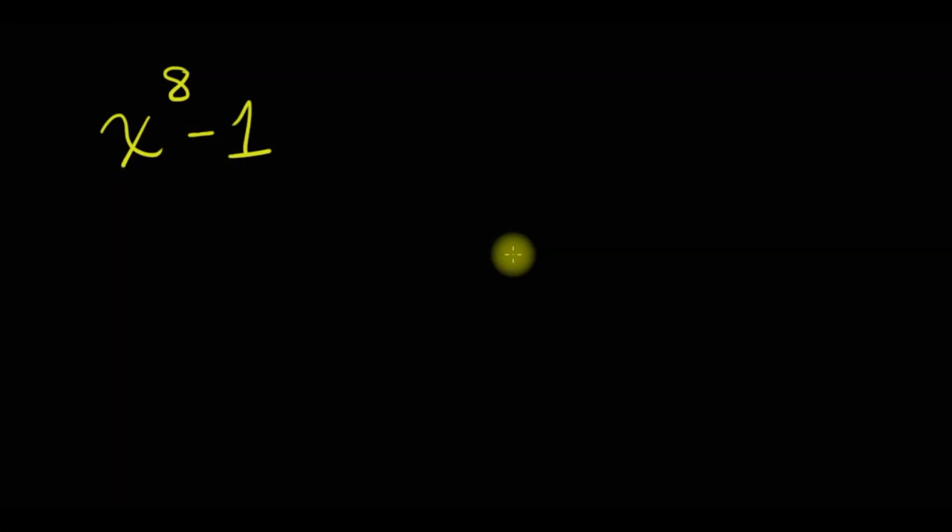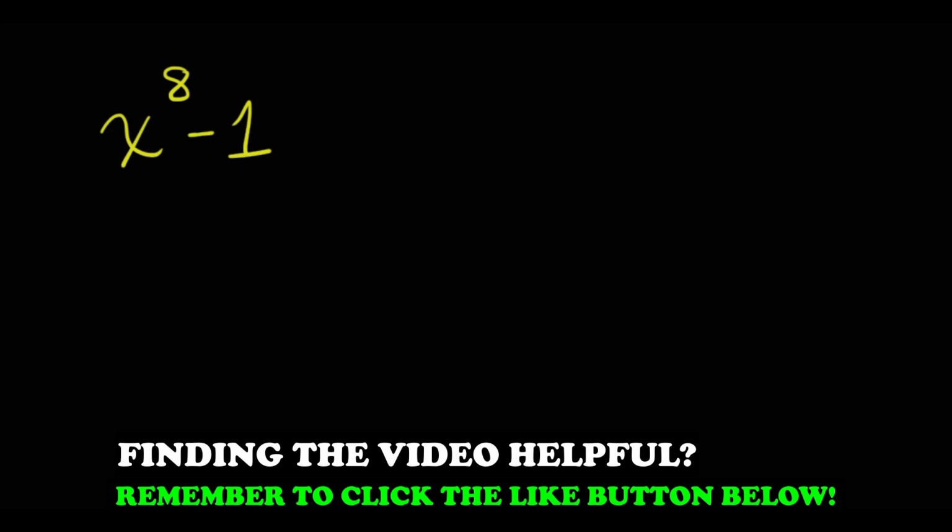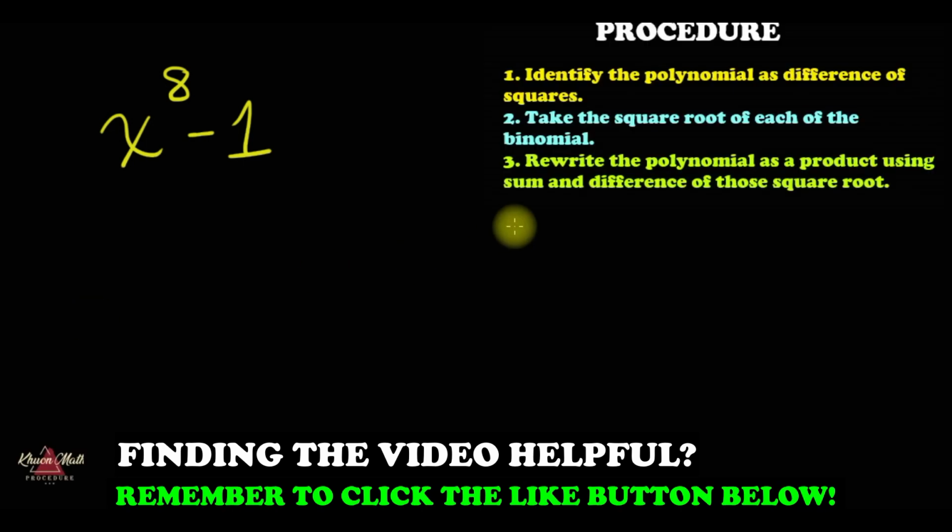Okay, let's take a look at one more. This is the last one. We're going to factor this binomial, and here's the procedure. So the first thing we have to do is identify if this polynomial is a difference of two squares. So let's go ahead and check. X to the 8th power, if we take the square root of x to the 8th power, yeah, that's a perfect square because x to the 4th times x to the 4th gives you x to the 8th.